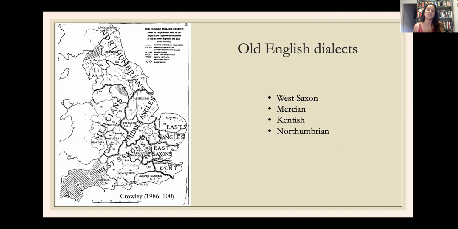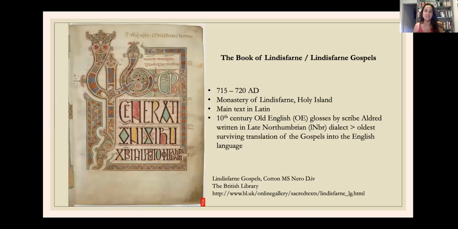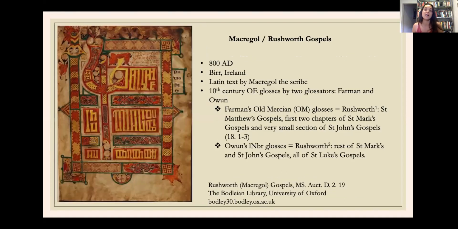For data, I've used 2 Northumbrian manuscripts. The first is the Lindisfarne Gospels, created in the 8th century. The main body of the Gospels is written in Latin, to which Old English glosses were added in the 10th century in the Northumbrian dialect. And the second manuscript is the Rushworth Gospels, created in the 9th century. Again, the main body of the text is written in Latin, and Old English glosses were also added in the 10th century. So my thesis is interested in these glosses that were added to the manuscripts in Northumbria.